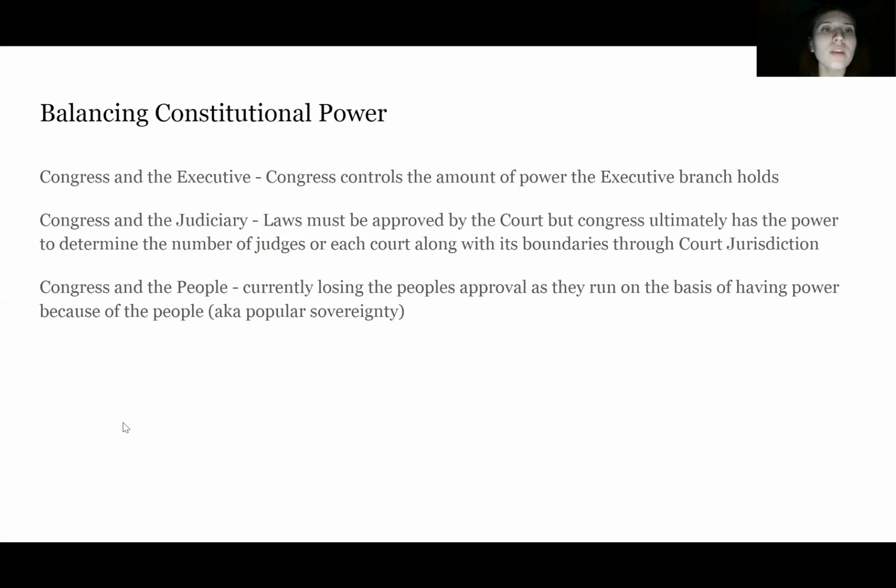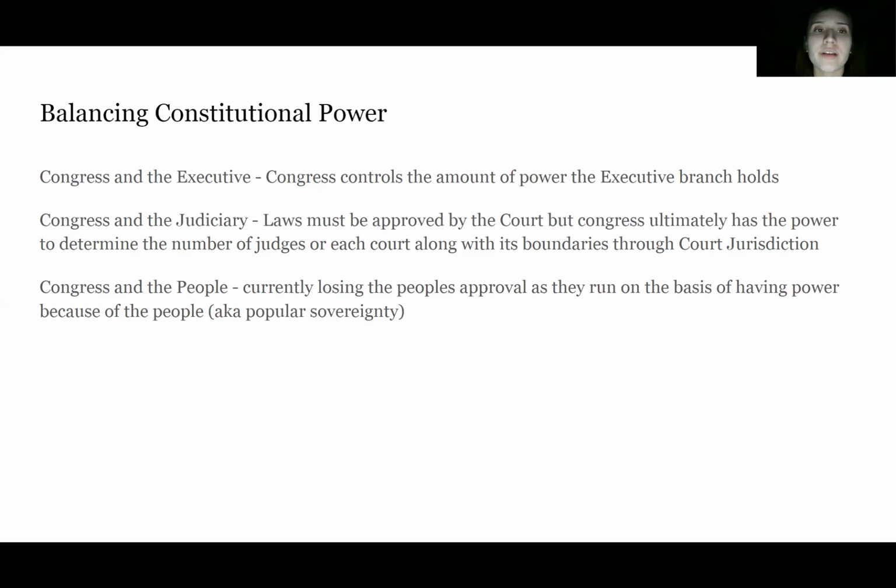Congress and the executive. Remember, Congress is broken up into 2 parts, the Senate and the House of Representatives. And the executive branch is what you would know as the presidential group: the VP, the President, and the President's cabinet. Congress controls the amount of power the executive branch holds. That's the baseline of what you need to know. Congress can control that and take away powers. Remember, they have enumerated powers and implied powers. So Congress is big. They're the big guys.